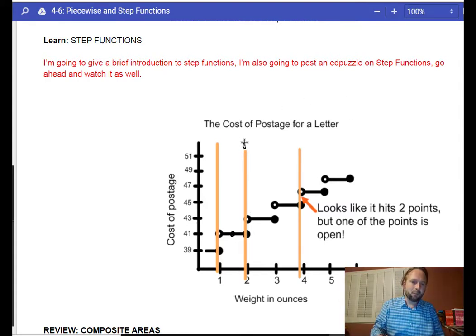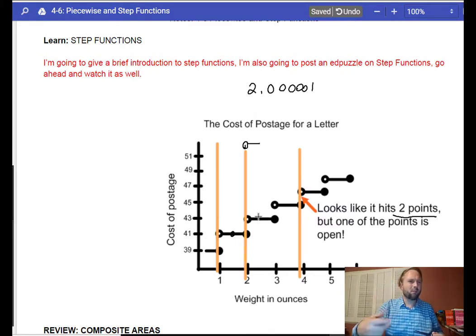We have the open circle. It gets really, really close, but it's not going to include it. So right here, it looks like it hits 2 points, like between here and here, but it doesn't. It just gets really close to 2, but not be it. For example, if it's at 2.0000001, it's not going to cost 41 cents. It's going to cost 43 cents now.